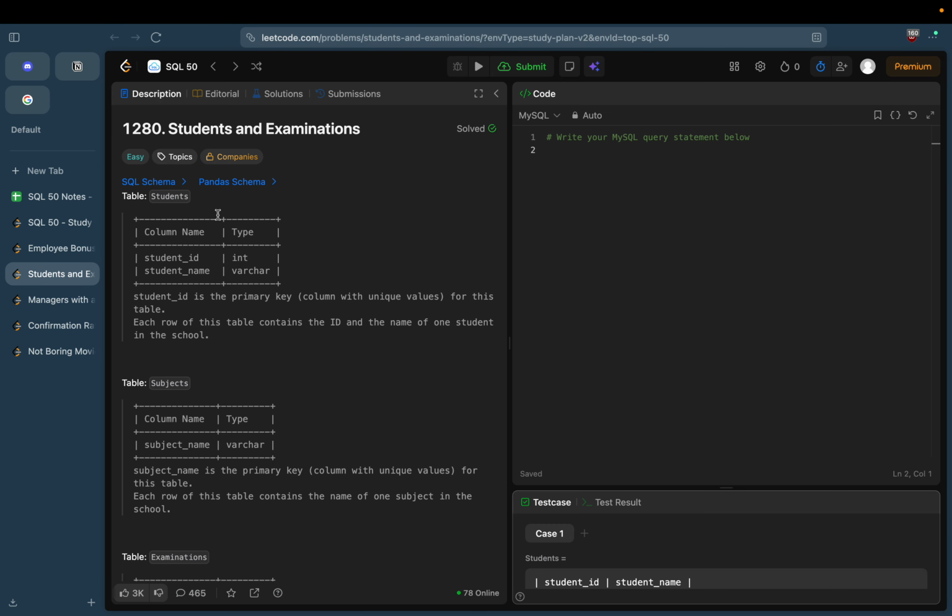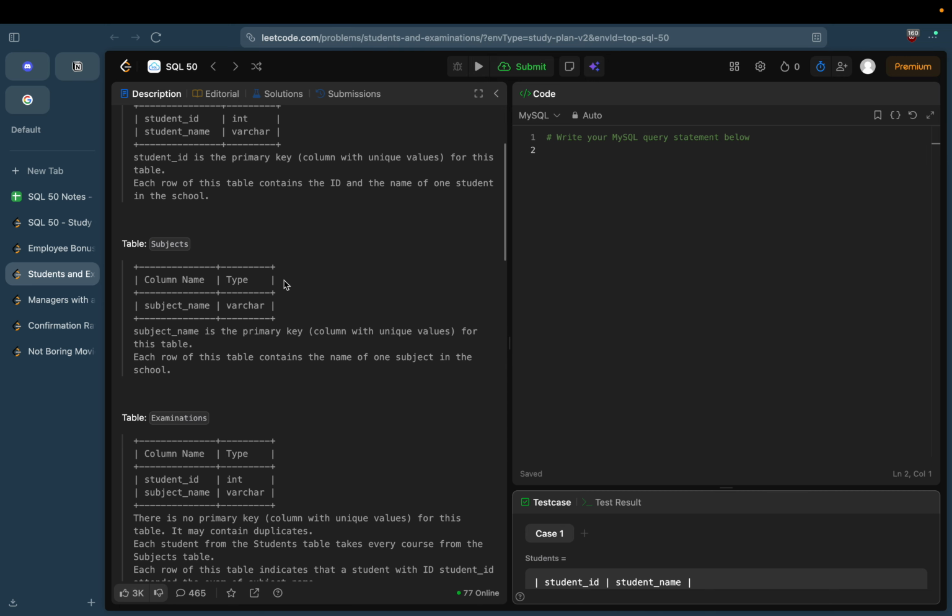Students and examinations. We have the first table called students, with student ID and student name. Student ID is the primary key column with unique values for this table. Each row of this table contains the ID and the name of one student in the school. So kind of a universe of all the students present in the school.